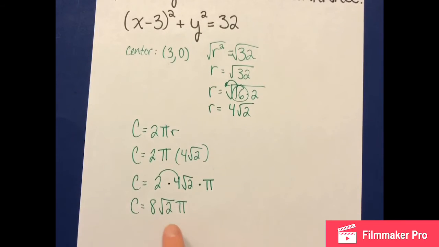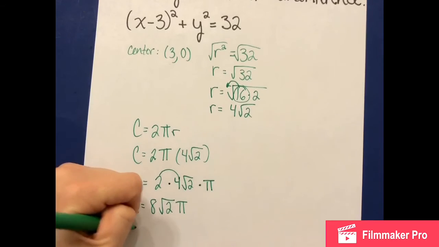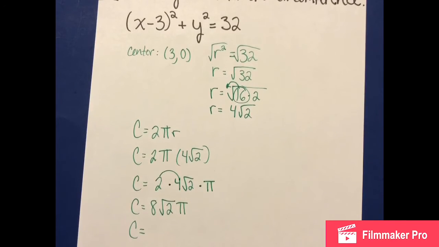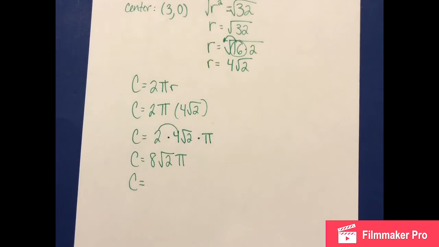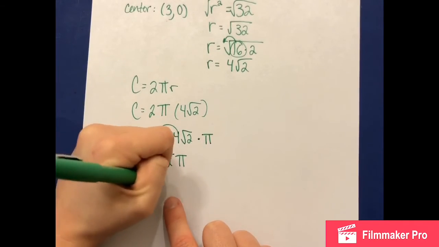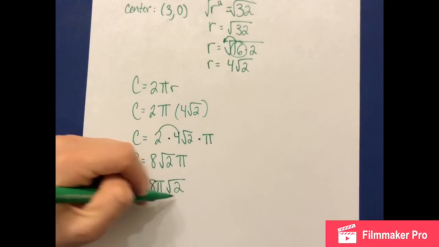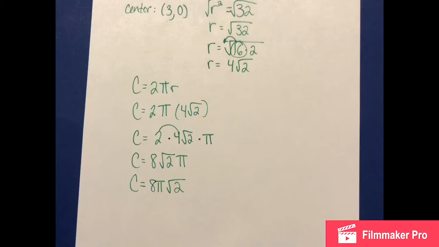Now, you guys haven't seen one of these in a while where it has a whole number, a radical, and pi. So I want to show you how we're going to correctly rearrange it. It's going to go 8 first, then we're going to have the pi, and then the radical is going to be at the end. So that's my circumference. Yet again, we know every time that we do circumference, it has to be two answers. One's in terms of pi, which this is. One is in terms of its decimal form.